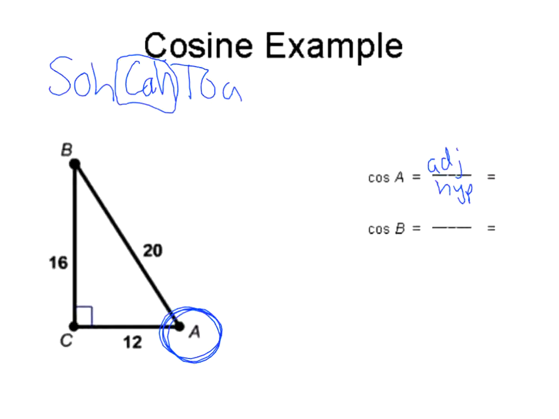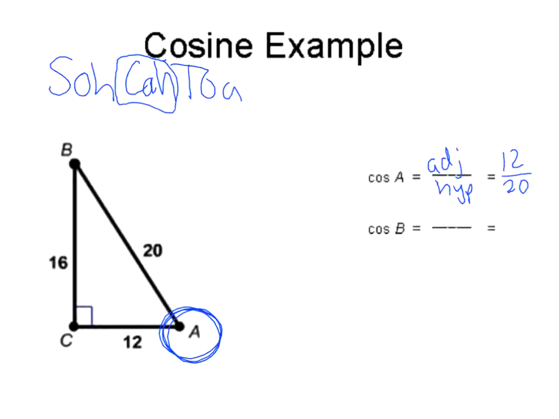I know, they're the same numbers, but I changed it to cosine this time, right? Okay. So, what's my adjacent side though? Which one's adjacent? What does adjacent mean? Neighbor, right? It's neighbor. That's 12. And my hypotenuse is 20. Let's try cosine of B.